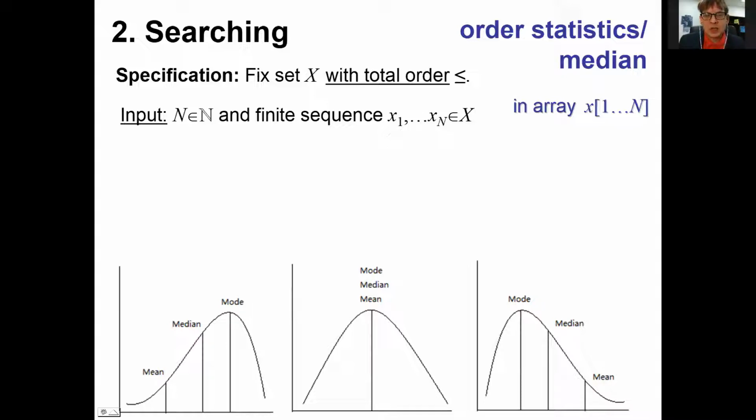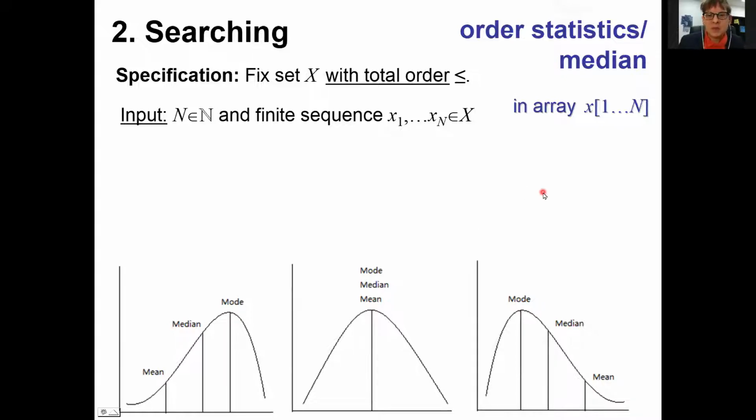I also need to mention maybe the mode. The mode is an element which occurs most frequently if elements occur repeatedly. We're not going to talk much about the mode in this chapter. So let's focus on the median and its generalization.